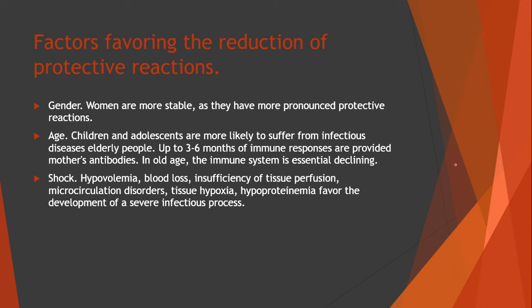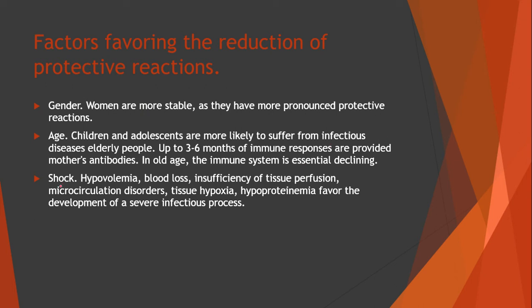Age. Children and adolescents are more likely to suffer from infectious diseases than elderly people. Up to 3-6 months, immune responses are provided by mother's antibodies. In old age, the immune system is essentially declining. So people in early age and the elderly are more susceptible to infection.